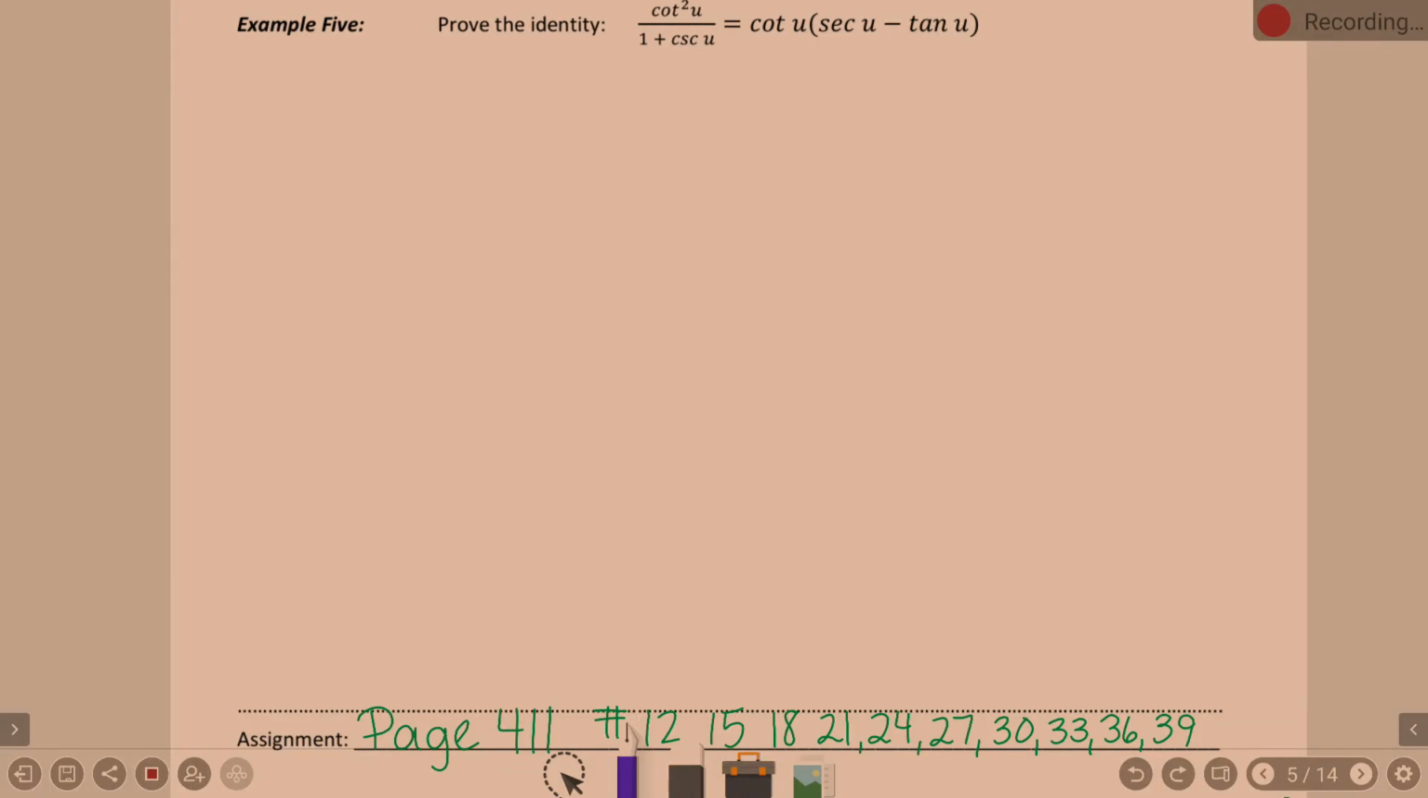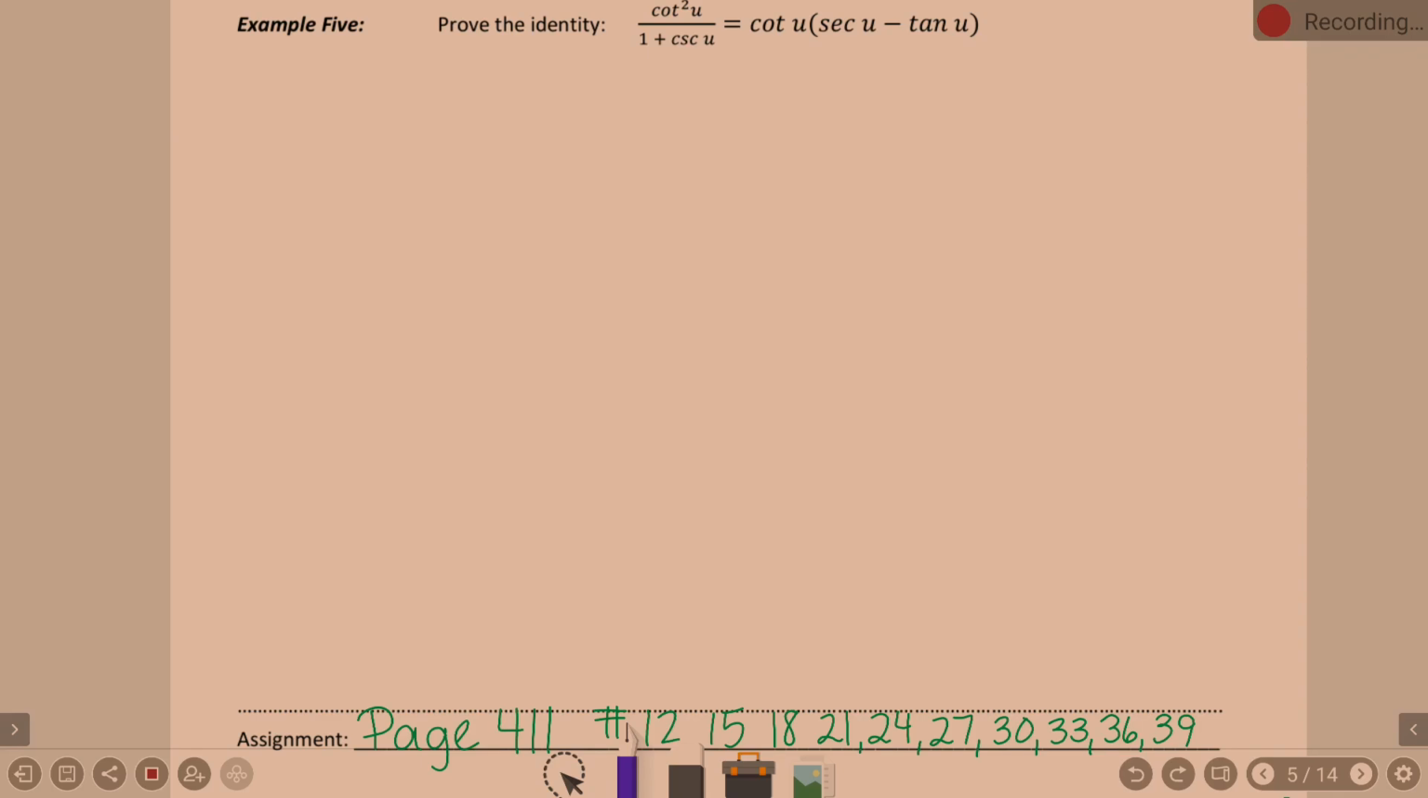For example 5 in lesson 5.2. One last proof before you head off into homework. We are trying to prove that cotangent squared of u over 1 plus cosecant u is equal to cotangent times secant u minus tangent u.